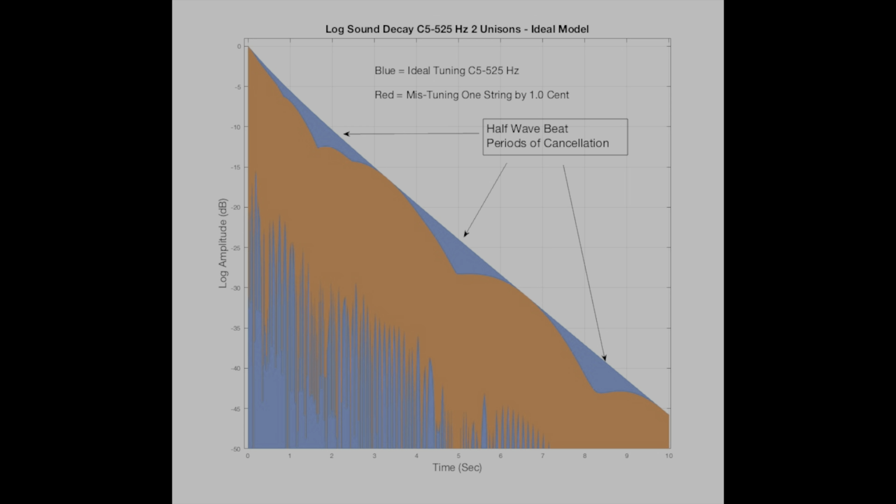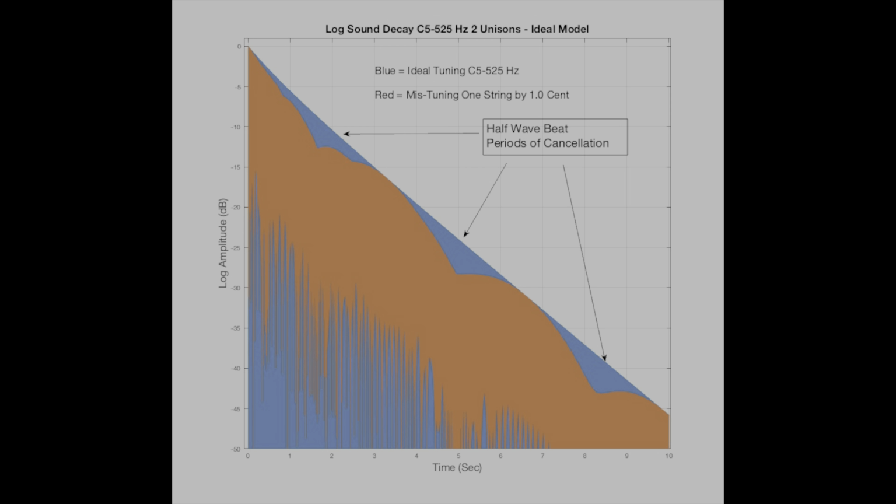I'm then going to show the actual waveforms of the in-tune unison with that of the spread unison and play the actual results in both cases as it comes off the piano in a real recording. The first figure here shows an ideal model of a decaying sound over 10 seconds after the hammer strikes the strings. The y-axis in the figure is in log amplitude in decibels, while the x-axis is in linear time over 10 seconds. An ideal exponential decay appears as a straight line in log amplitude.